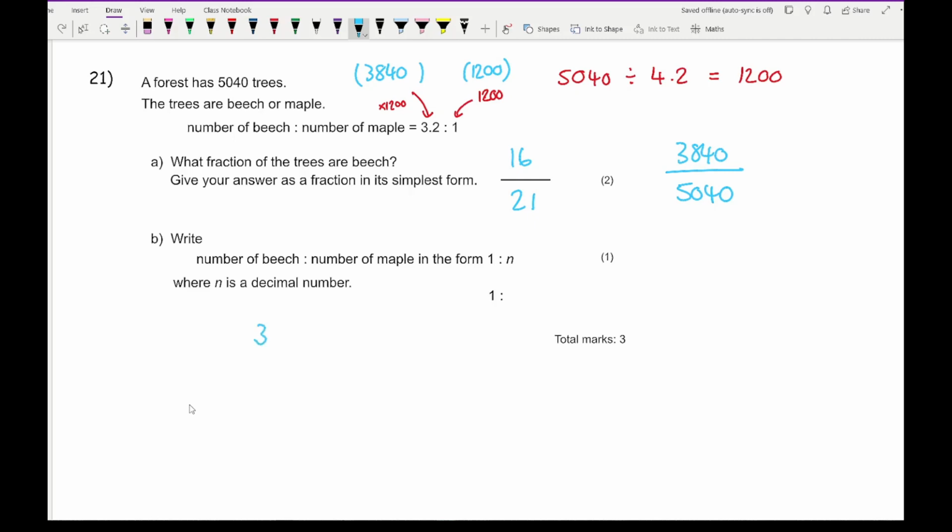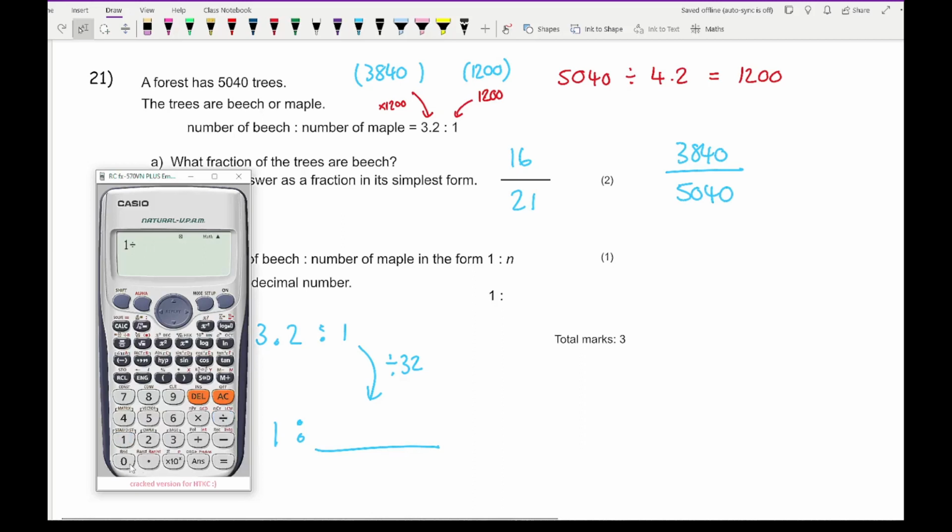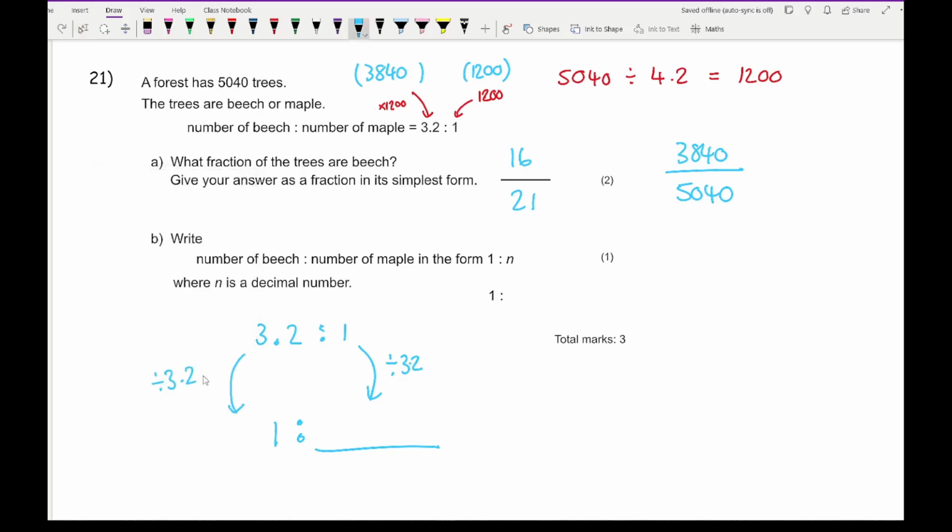So here we've got 3.2 to 1. To turn this number into 1, I need to divide that by 3.2. I need to do the same to 1, so divide that by 3.2. So that then becomes 1, and then this number here is going to be 1 divided by 0.32. So 1 divided by 0.32 equals 3.125 right there, and that equals 25 over 8. So let me just stick a point there. So then the answer is 3.125.